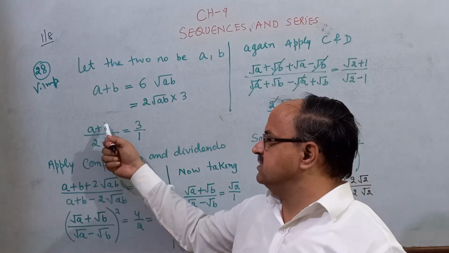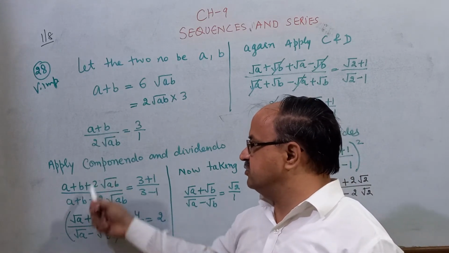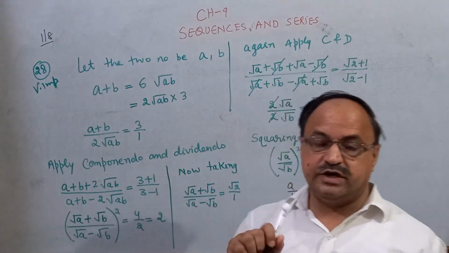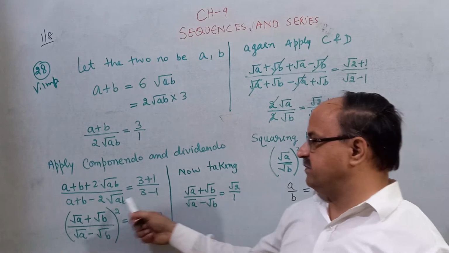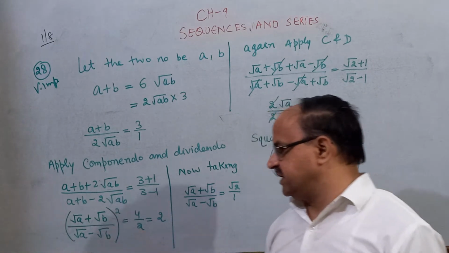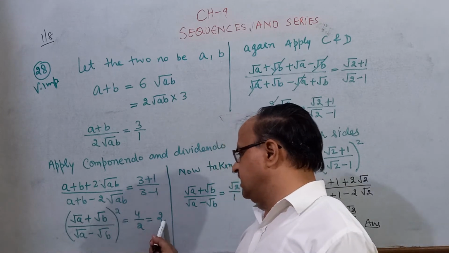Componendo and dividendo mean the sum of numerator and denominator over the difference of numerator and denominator. Similarly here, apply componendo and dividendo to both sides. After applying, this is a perfect square, you know, correct? Now taking square root of both sides. When you take the square root of both sides, the square will be cancelled, and here root 2.